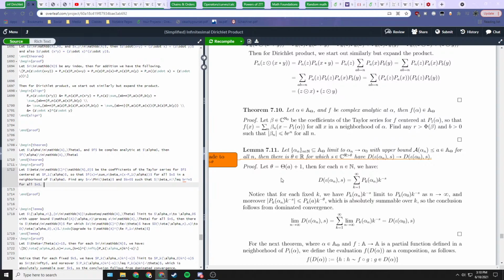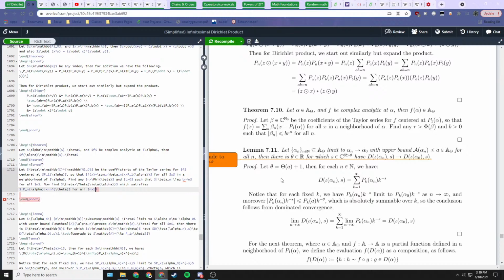Okay, so now we want to find theta greater than capital theta of iota alpha, which satisfies the absolute value of p sub n of alpha being strictly less than r n to the power theta for all n greater than 1.